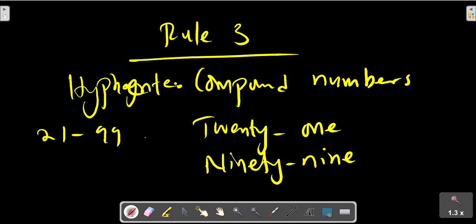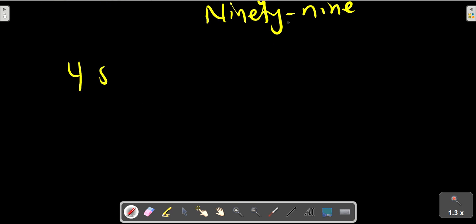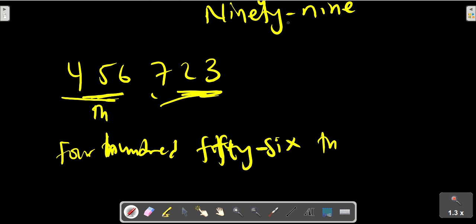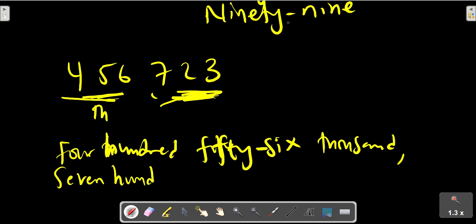Now, let's actually do some writing, and let's try out the number 456,723. Now I've got two groups already. This is the thousands group, and this is the hundreds. So it's going to be 456,000, beg your pardon, 456 thousand. This is 56, then hyphen. Then 723. One thing you need to understand is you don't actually need to put 'and' after every number. You can just separate them with commas. You just separate them with commas. The hyphenated compound number, 23.